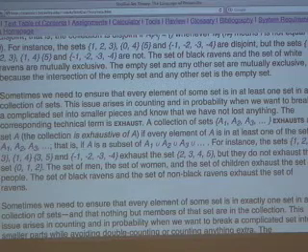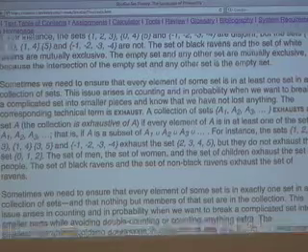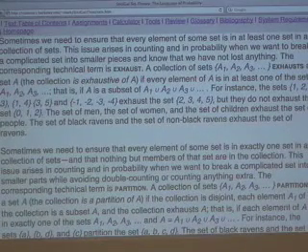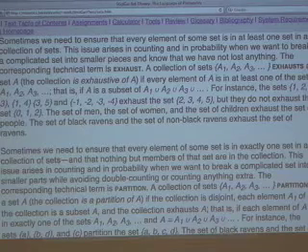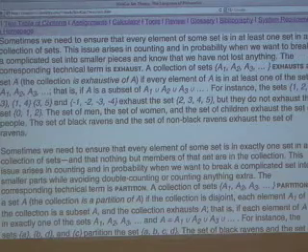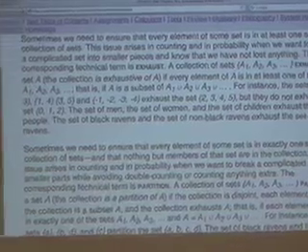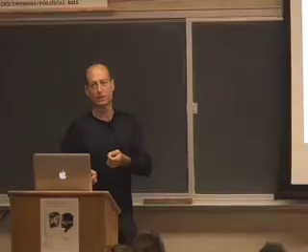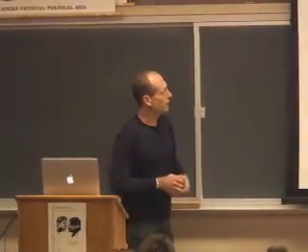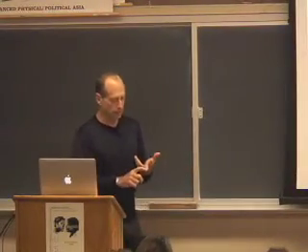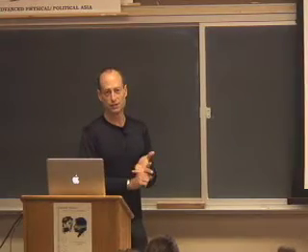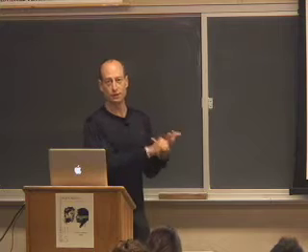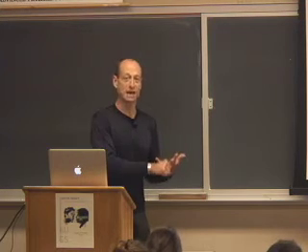So the first notion is that of a collection being exhaustive, and then from that we're going to talk about partitions. So a collection of sets exhausts another set if every element of that second set is in at least one of the other sets. So for example, the set of even numbers and the set of odd numbers exhausts the set of integers. Okay, together every integer is in at least one of those other sets. In fact, it's in exactly one of those other sets.